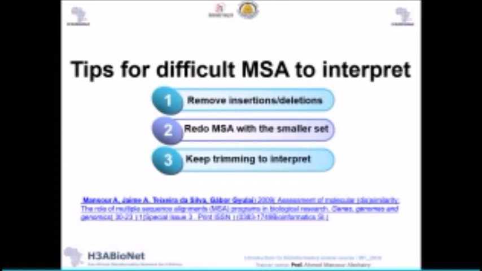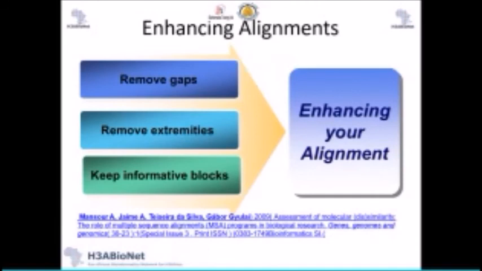Also, if you have a difficult multiple sequence alignment to interpret, you can remove the insertions or deletions. Just keep the informative blocks. Also, redo the multiple sequence alignment with a smaller set if it doesn't work, and keep trimming to interpret. So this is three steps. Number one is to remove parts that always make trouble, that have insertions, deletions, and so on. Then redo the multiple sequence alignment in a smaller set, and keep trimming your alignment so it is easier to interpret. As you see, we have to keep the informative blocks. These three steps are called enhancing alignment.